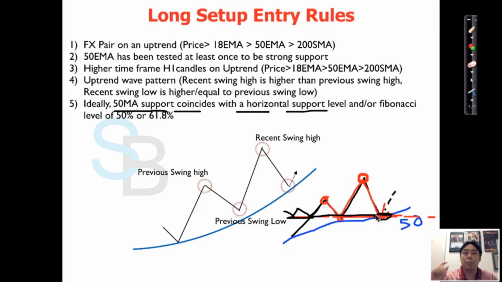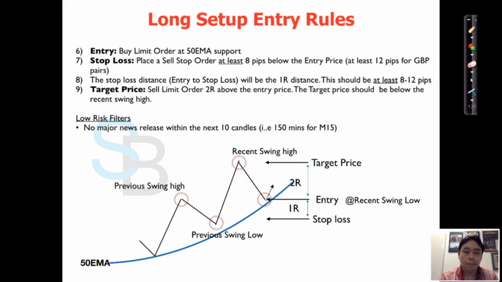So let's now take a look at the specific entry, exit and take profit points. Once I see this specific setup, where the recent swing high is higher than the previous swing high, and I see the 50 moving average tested recently as a strong support, could be tested here, could be tested here, doesn't matter, once I see that, I'm ready to place my buy order.